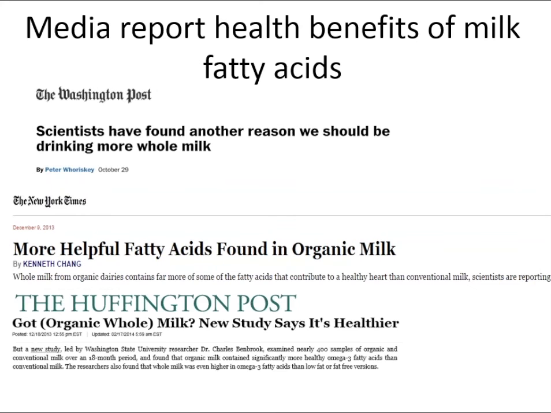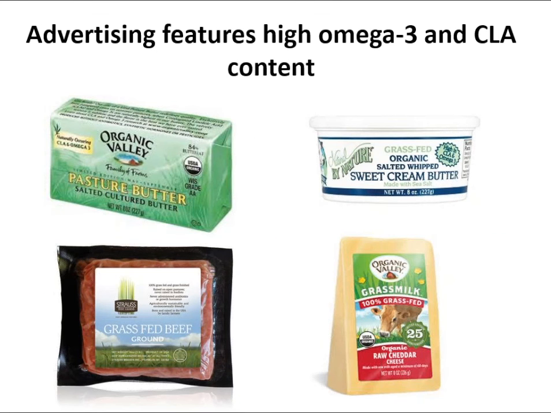So we have this article from the Huffington Post that in particular is saying that there are more omega-3 fatty acids in organic milk than conventional milk. And of course, there are more omega-3 fatty acids in whole milk than there is in low-fat or fat-free versions. So companies and co-ops are using this as an advertising tool. You'll often see naturally occurring CLA and omega-3 in this Organic Valley pasture butter. You also see over here, this one's advertising as well that there's CLA and omega-3 fats in that butter.